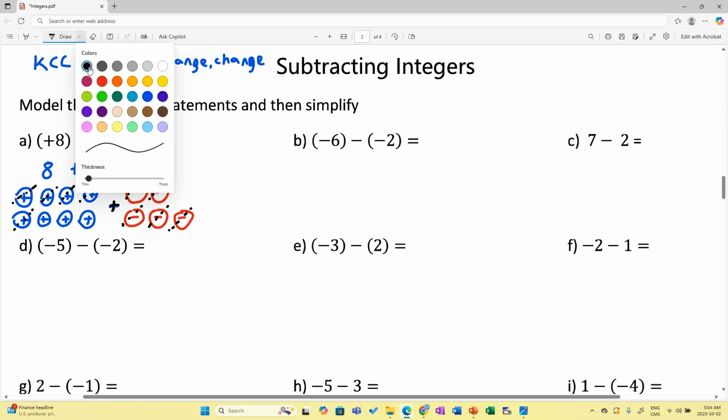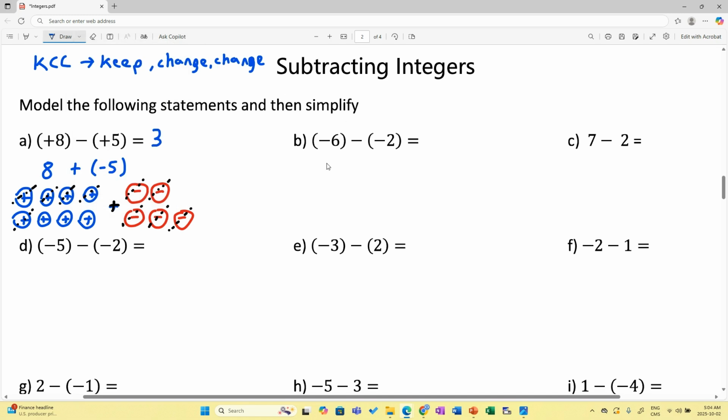And now when we move on to B, same idea. I want to keep, change, change, so I want to keep the first number the same. First number is negative 6. I want to change my subtraction sign to a positive, and then I want to change the negative 2 to its opposite, so its opposite is going to be positive 2. So now I have negative 6 plus positive 2.